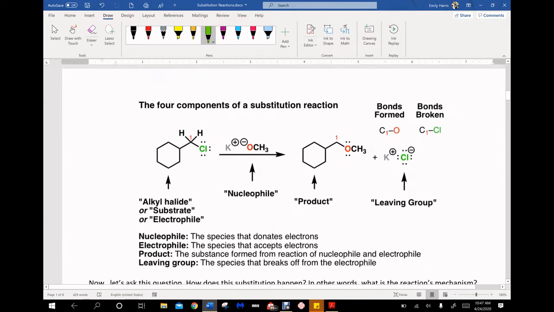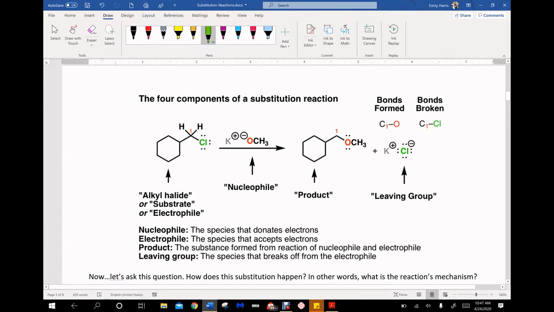Okay, so now right quick before we go on, let's introduce just a few other components of a substitution reaction. We've already introduced this idea of the nucleophile, someone who's electron-rich, who can donate electrons to a positively charged region. And we've also identified the electrophile, okay? So the nucleophile is the species that's donating electrons. The electrophile is a species that accepts electrons.